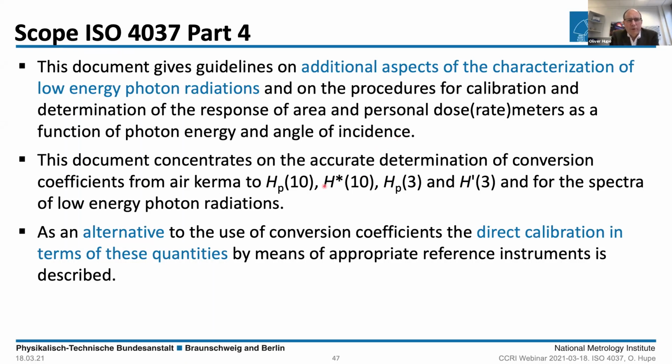This document concentrates on the accurate determination of conversion coefficients for air kerma to the quantities and for spectra of low energy photon radiation. As an alternative to using conversion coefficients, the direct calibration in terms of these quantities by means of appropriate reference instruments is described.